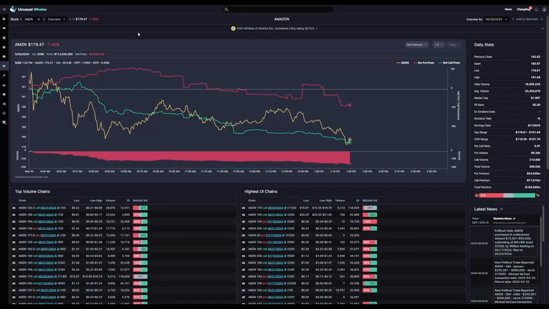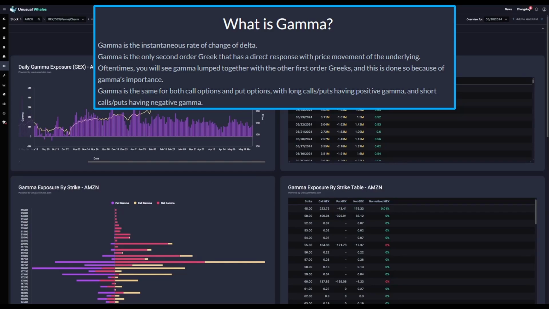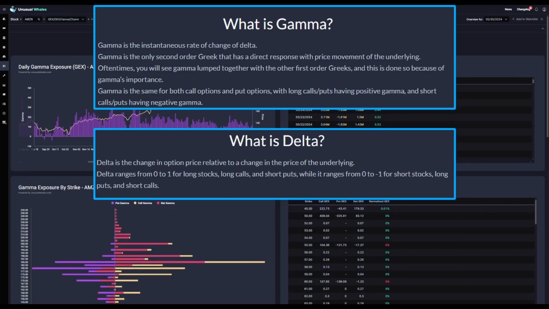In this Unusual Whales platform video, we are going to cover the Gamma Exposure Dashboard. Now, simply put, gamma is the rate of change of a given contract's delta. To make a bit of a physics analogy here, delta would represent your velocity, and gamma would represent acceleration.